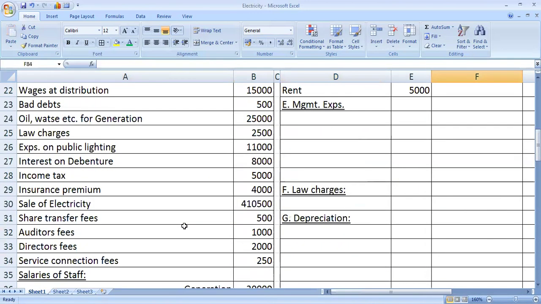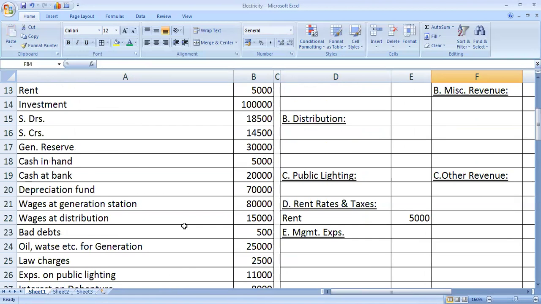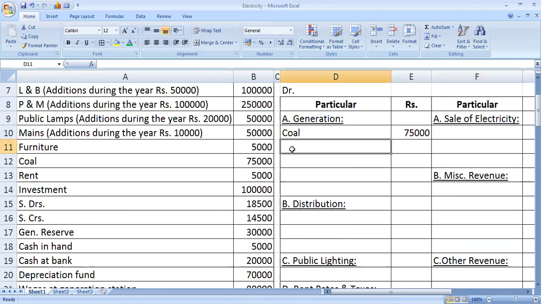Next item, wages at generation station. This goes to the revenue account debit side under the heading of generation wages. Amount 80,000. Next item, wages for distribution goes to the revenue account debit side under the heading of distribution. Amount rupees 15,000.